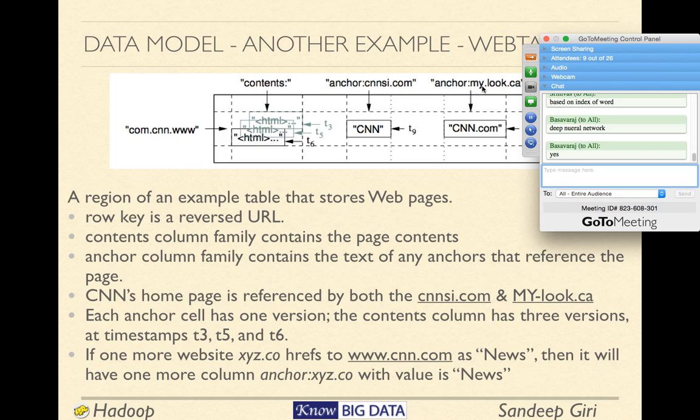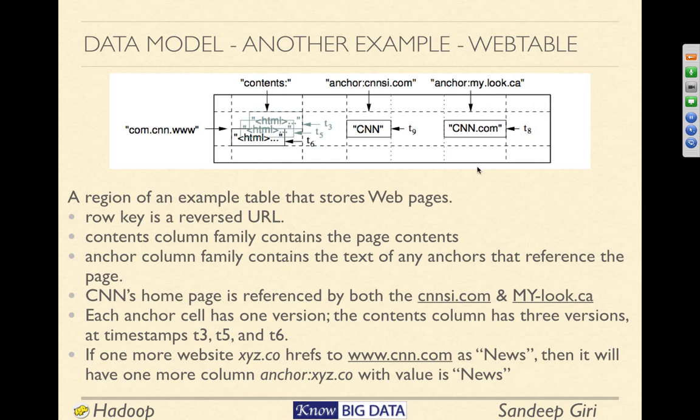So after some time they crawled mylook.ca. After downloading mylook.ca data, they realized that mylook.ca has an href or a link to cnn.com. So they add one more column here for this URL.